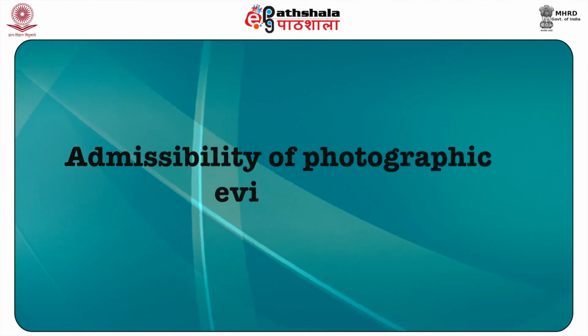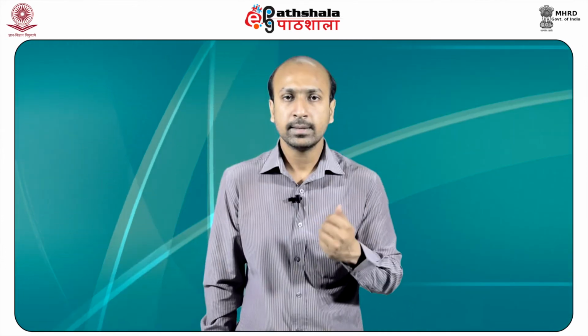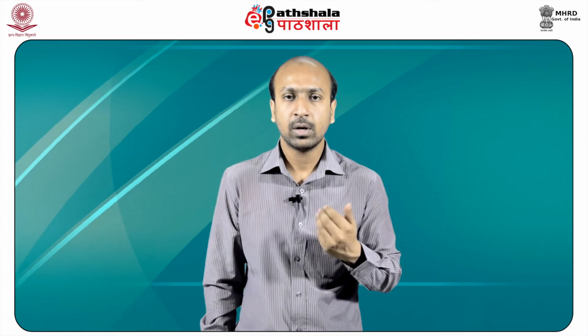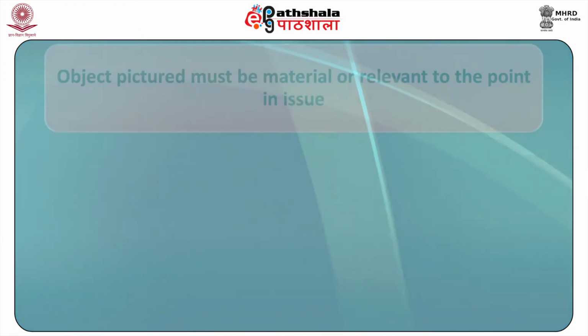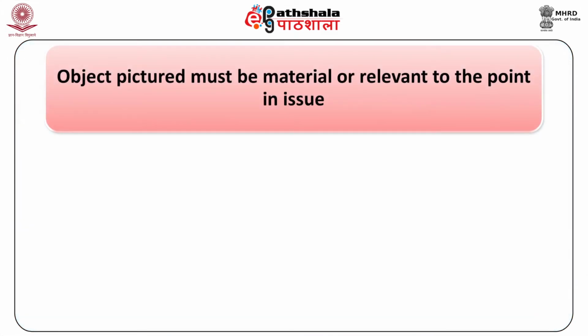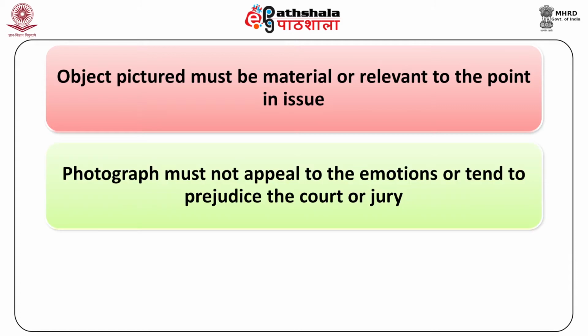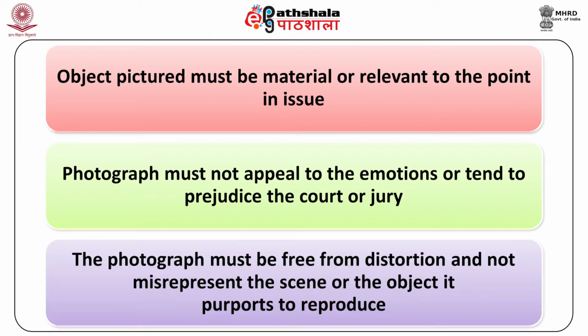Now, admissibility of photographic evidence. In this, the first point is the 3 major points of qualification of a photograph in court. The object pictured must be material or relevant to the point in issue. Next, the photograph must not appeal to the emotions or tend to prejudice the court or jury. Next, the photograph must be free from distortion and not misrepresent the scene or the object it purports to reproduce.